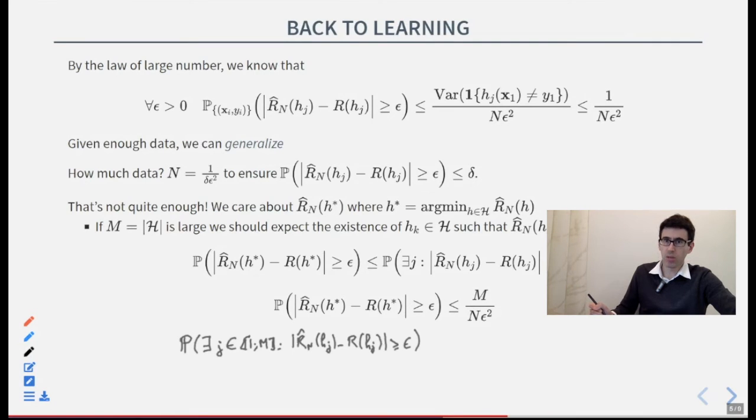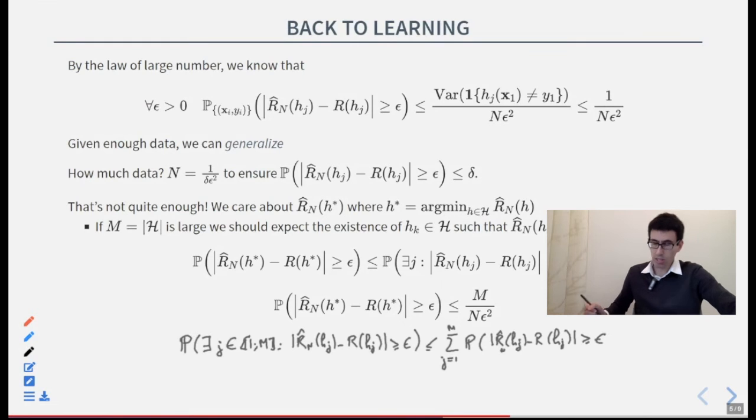I don't know how these models are distinct from each other, but what I can always do is say, well, it's always less than the sum, from j equal 1 to M, of the probability that every model doesn't generalize. All right? So that's always true. It's a very bad bound, but it's always true.